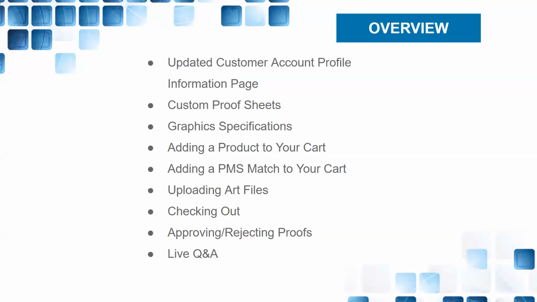We'll go over the graphic specs page, how to add a product to your cart, adding a PMS match to your cart. We've upgraded that and made it much easier. You can do that on a product page now. Uploading art files, checking out, approving and rejecting proofs.